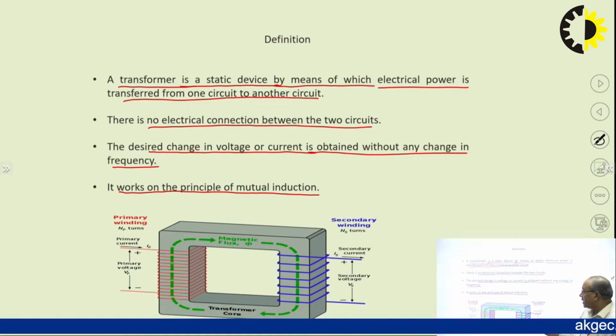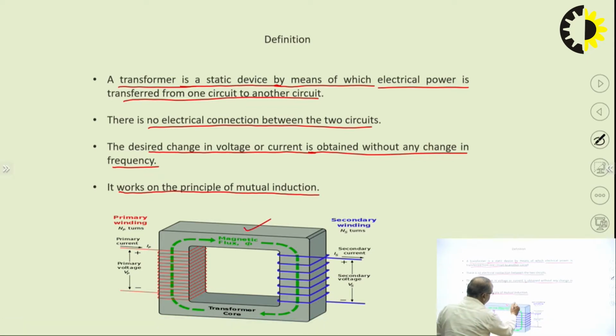Now let us see the diagram. This is the rectangular core of the transformer, on which the two sides are wound. This is the primary winding or primary coil, having number of turns Np. N stands for number of turns and P for primary, so Np represents the number of turns on the primary side. Ip is the current on the primary side, shown here with the symbol Ip. Vp is the voltage on the primary side, which is applied by the help of an AC supply.